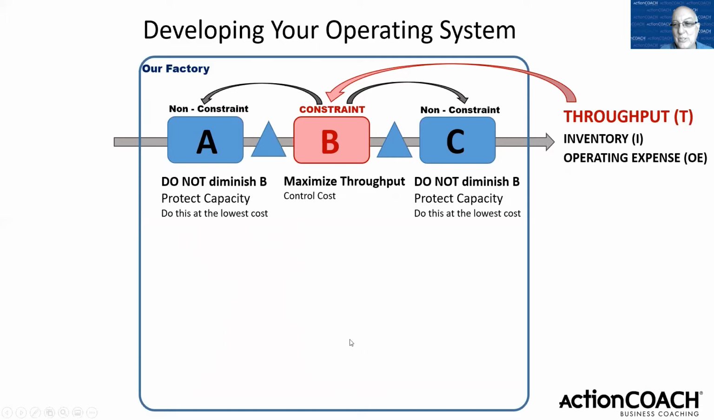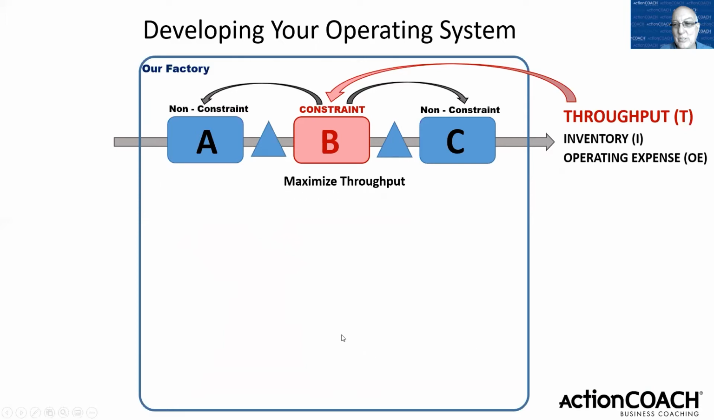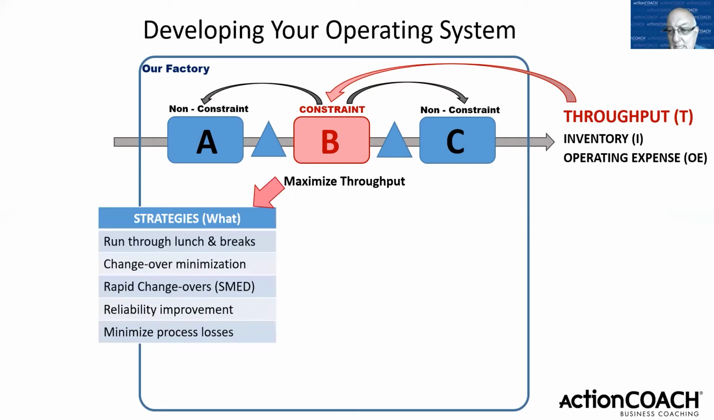All right, so what do we do to maximize throughput? Well, to maximize throughput, we want to start thinking about the strategies that are associated with that. What kind of things might we do? Well, if we're Roger's shop, we might run through lunch and breaks. We might minimize changeovers. We might practice rapid changeovers, which is sometimes called SMED, which stands for single minute exchange of dies. We might apply those principles to our changeovers.